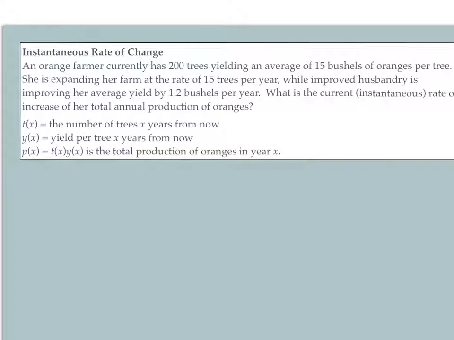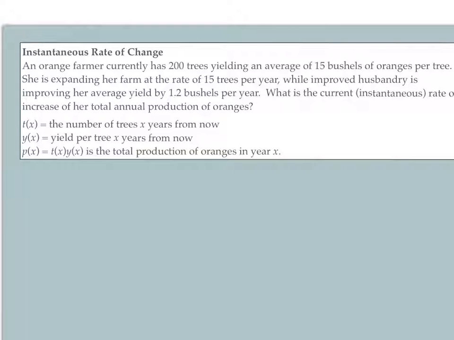An orange farmer currently has 200 trees yielding an average of 15 bushels of oranges per tree. Excellent. She is expanding her farm. She's a female orange farmer. So if you hadn't realized that, you're sexist. Okay, this book is going out of its way here to just defy expectations. You hear farmer, that might not have been what you imagined. I like it. It's interesting.